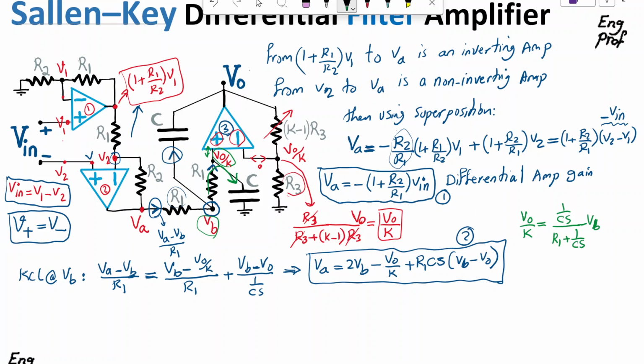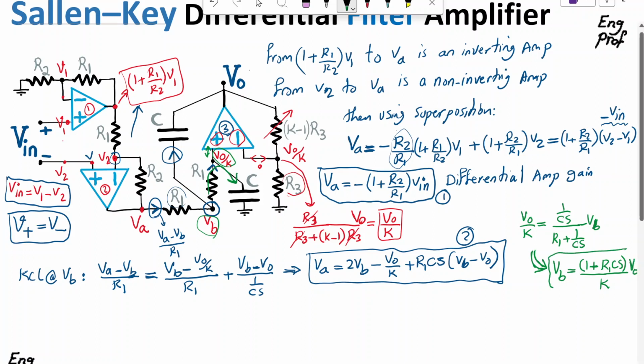Okay, so when we simplify the whole thing, I get this outcome, as simple as this one: VB is 1 plus R1 CS divided by K times V out. So what is the significance of this?